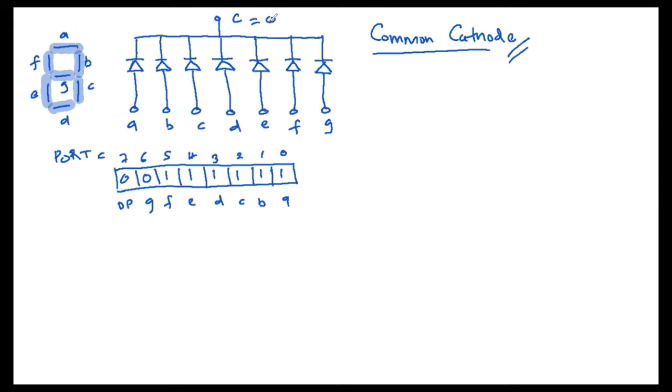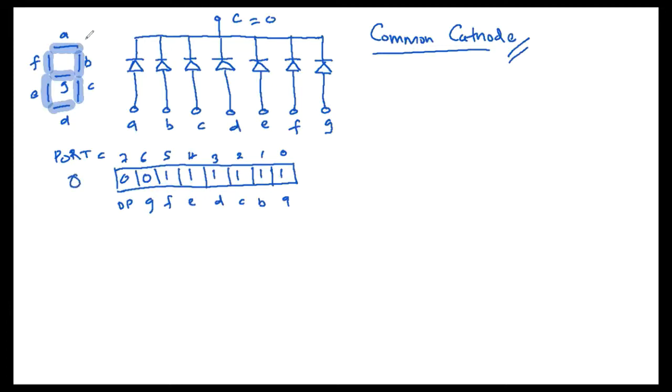Now, if you want to display a particular number, we start from number 0, and let's say all these segments are interfaced to a particular port. So let's say the anode part of segments A, B, C, D up to decimal point is connected to port C pins 0, 1, 2, 3 up to 7. So A is connected to C0, B is connected to C1, C is connected to C2, D is connected to C3, and so on.